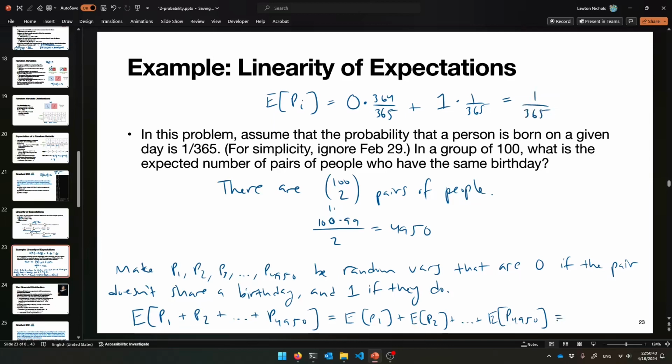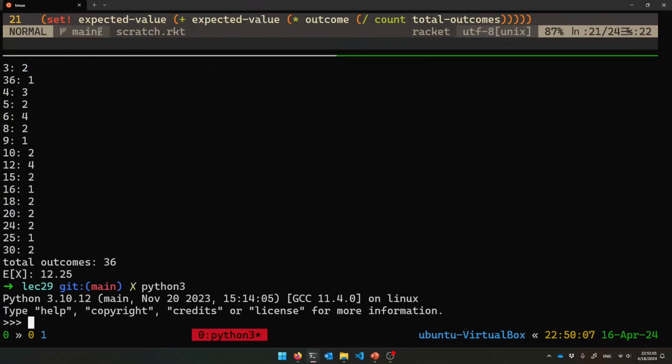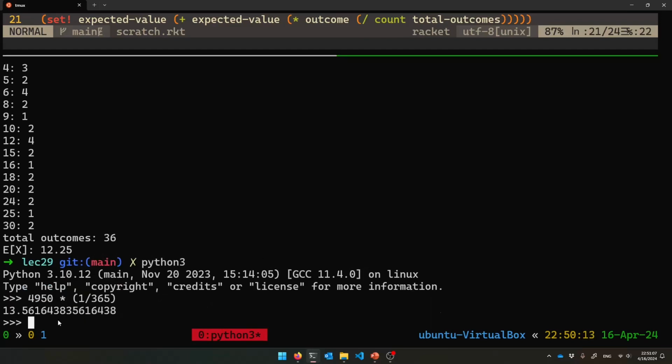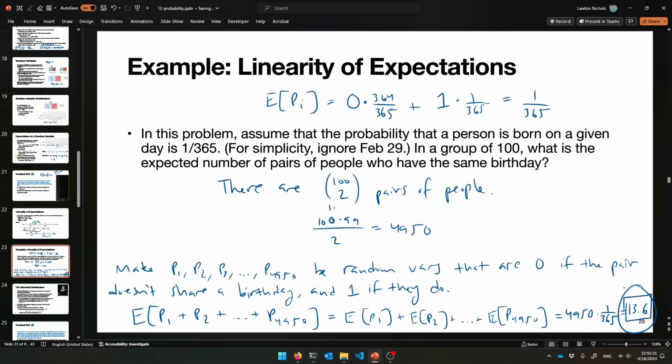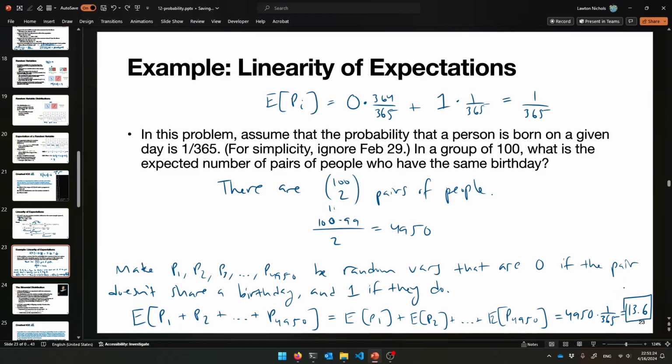And so this means your expected value is 4,950 times 1 over 365, which is 13.6-ish. Sorry it got so small, but that's your answer. On average, that many pairs of people in a group of 100 share a birthday. A little over 13 pairs of people.